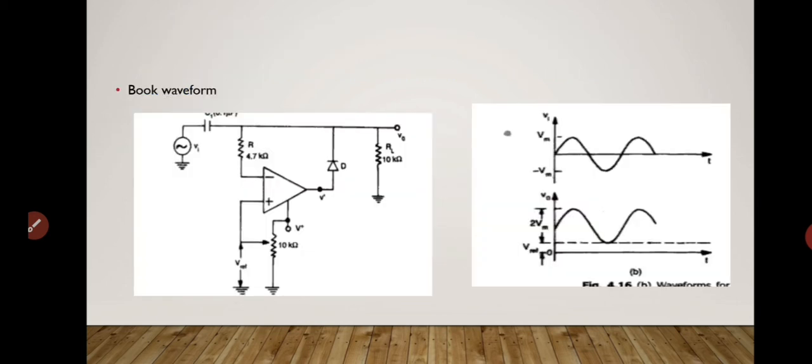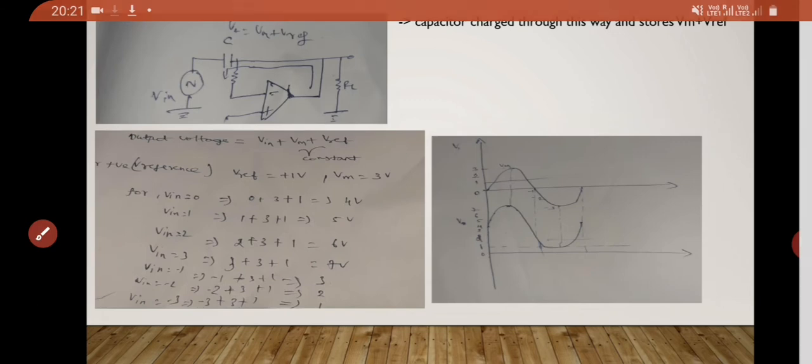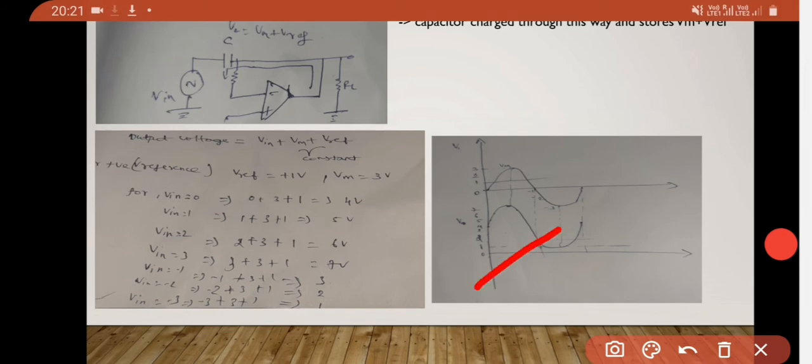Here you can see the output waveform. The output is clamped up to the desired DC level, up to 2Vm. I also drew the waveform with Vm equal to 3 volts and Vreference equal to 1 volt, and these two are constant, and by varying the Vinput from minus 3 volts to plus 3 volts, here I get the waveform as a clamped DC level.